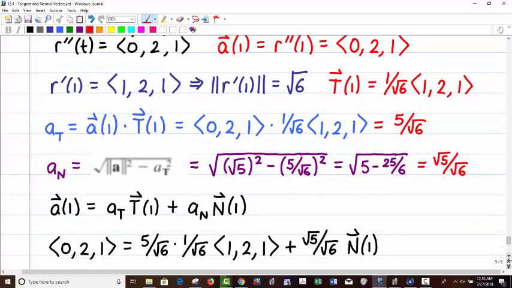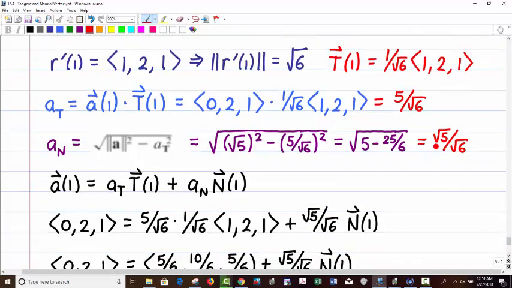And let's see. So 0, 2, 1 would have a magnitude of the square root of 5. So it's the square root of 5 squared minus this number we just got here, 5 over root 6 squared, which is 25 over 6. So 5 minus 25 over 6 is 5 over 6 under the radical. So it's the square root of 5 over 6. I just happened to choose to split the square roots out, which we probably need to do when we're doing this algebra part right here. They need to be separated. But mathematically, it could have been all one square root with 5 over 6.